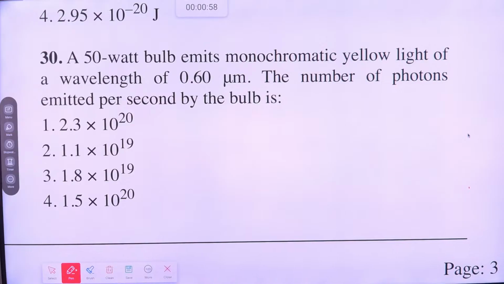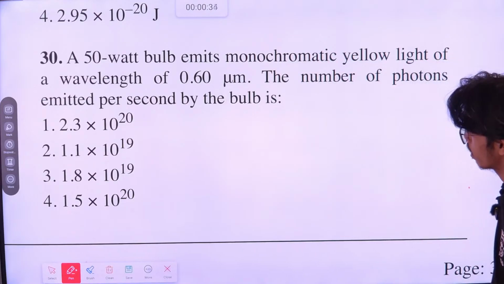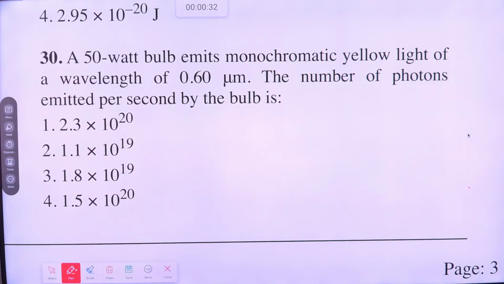A 50 watt bulb emits monochromatic light of wavelength this much. The number of photons emitted per second by the bulb is. It is talking about per second. Guys, try to answer. The options are 1.5 into 10 to the power 20, 1.8 into 10 to the power 19, 1.1 into 10 to the power 19, and 2.3 into 10 to the power 20.